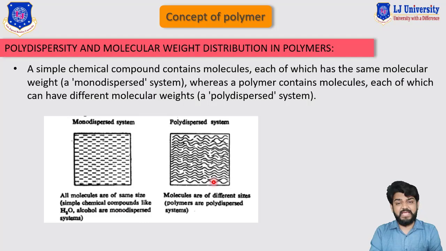And on the other side, we have the polydispersed system, which looks like this, right? It is made up of molecules which have different sizes. So a polymer such as polyethylene can have such a distribution.